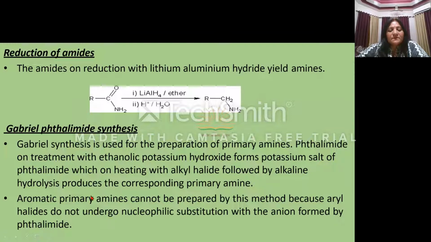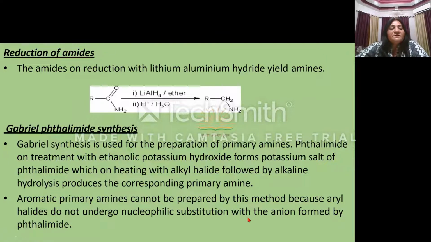which on heating with alkyl halide followed by alkaline hydrolysis produces the corresponding primary amine. Aromatic primary amine cannot be prepared by this method because aryl halide does not undergo nucleophilic substitution reaction easily, because in case of aryl halide the carbon attached to the halogen is an sp2 hybridized carbon atom. So the aromatic amine cannot be prepared by this Gabriel phthalimide synthesis. This point should be remembered.